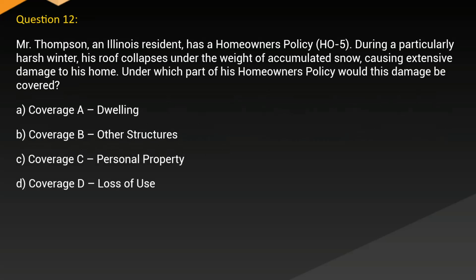Question 12. Mr. Thompson, an Illinois resident, has a homeowner's policy (HO-5). During a particularly harsh winter, his roof collapses under the weight of accumulated snow, causing extensive damage to his home. Under which part of his homeowner's policy would this damage be covered? A. Coverage A, Dwelling. B. Coverage B, Other structures. C. Coverage C, Personal property. D. Coverage D, Loss of use.